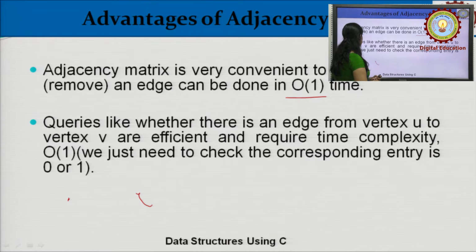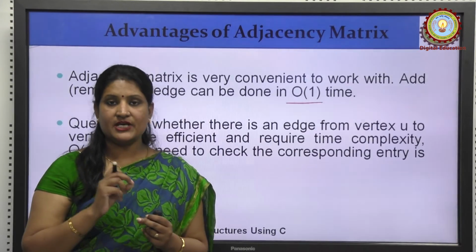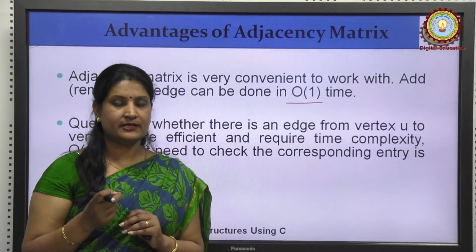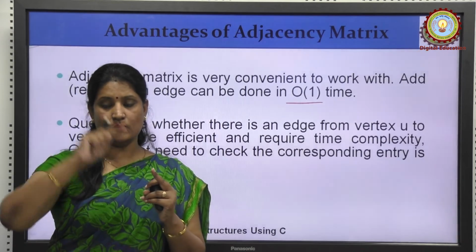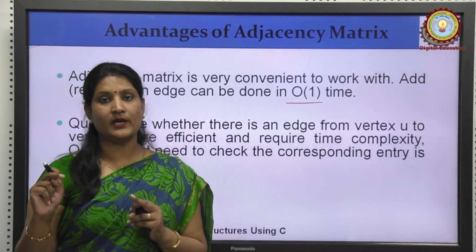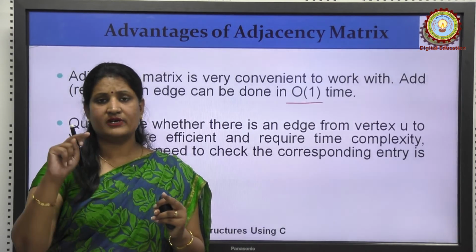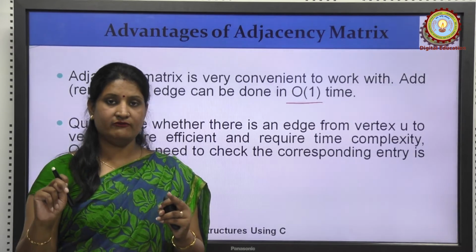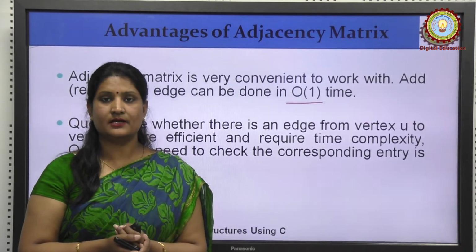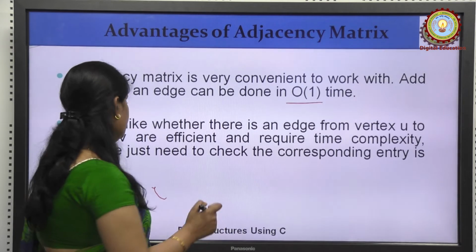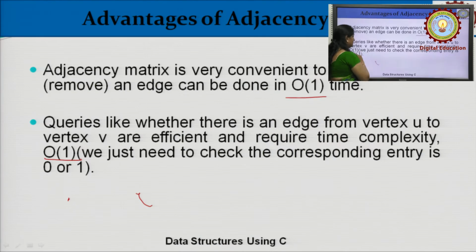Next advantage: queries like whether there is an edge from vertex u to vertex v. दो वर्टेक्स के बीच में एज है या नहीं, तो मैट्रिक्स में आपको किससे पता चलेगा कि उस वर्टेक्स के करस्पॉन्डिंग एंट्री 0 है तो एज नहीं है, और उस वर्टेक्स से उस वर्टेक्स के करस्पॉन्डिंग 1 वैल्यू है, दैट मीन्स देयर एग्जिस्ट अ एज. तो इट कैन ऑल्सो डन इन ऑर्डर ऑफ 1 टाइम. So, it is also an advantage of the adjacency matrix.